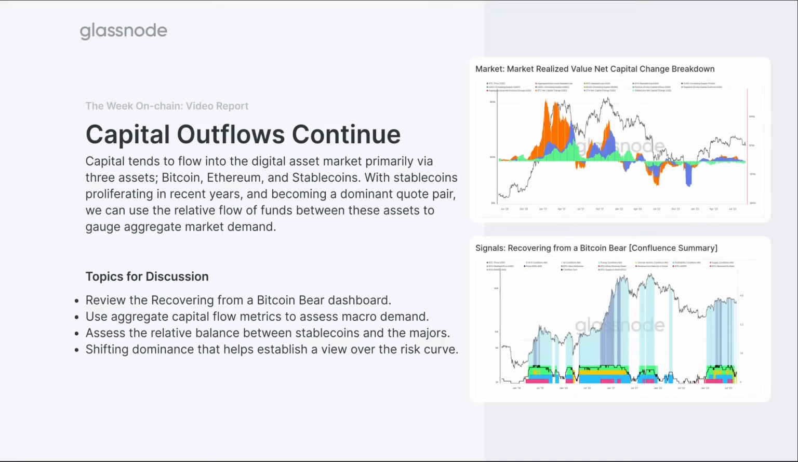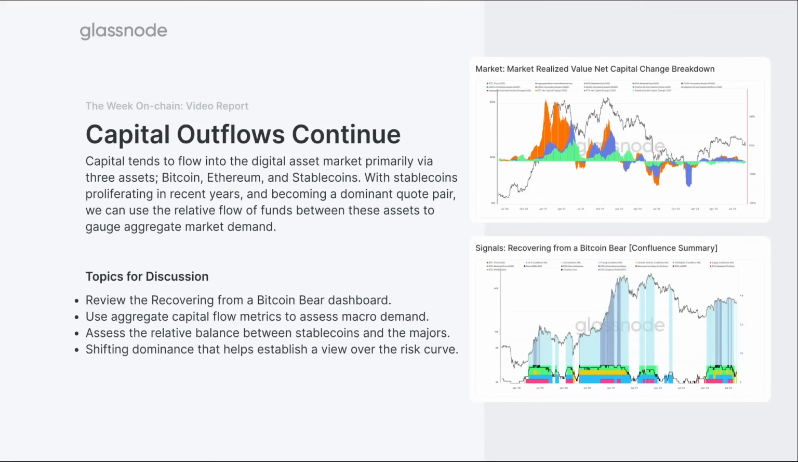So rather than looking at the entire complexity of things, what we're just going to do is focus on the majors and look at their relative behavior. How is the supply of stablecoins changing? And in particular, we're going to be looking at how the realized cap of BTC and ETH is changing, because that really is probably the best representation of true capital flowing in or out.